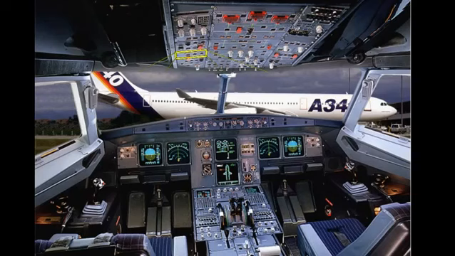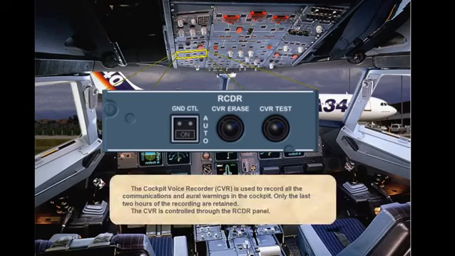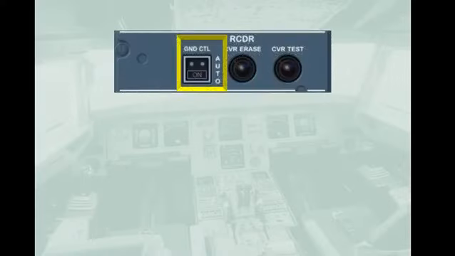The cockpit voice recorder, CVR, is used to record all the communications and oral warnings in the cockpit. Only the last 2 hours of the recording are retained. The CVR is controlled through the recorder panel. The GROUND CONTROL push button allows the CVR to be manually powered when on ground.